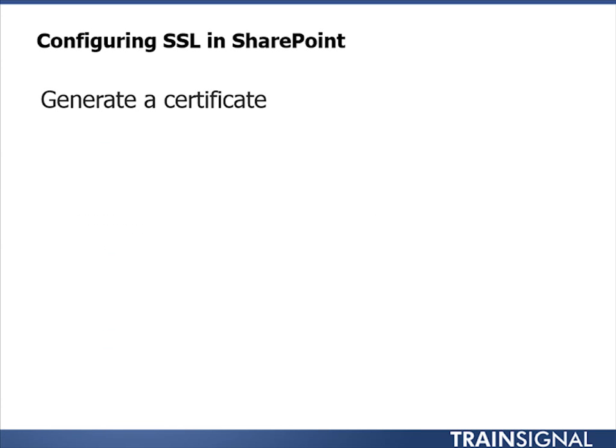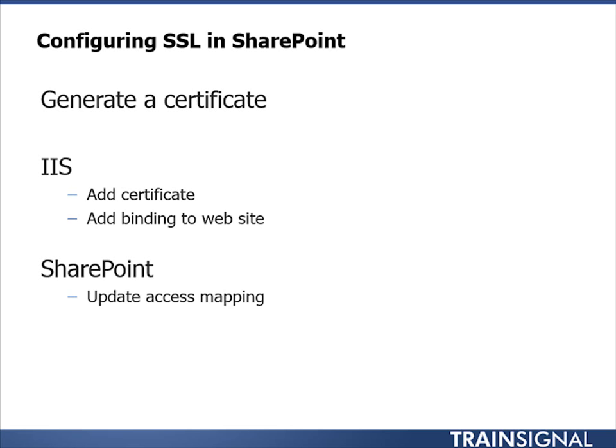Now, to configure SSL inside of SharePoint, there's a couple of basic steps that we need to walk through. Step one is to generate or obtain our certificate. How you're going to do that is going to vary, and when I get in to do my demo, I'm going to take a look at how to do this in a couple of different ways. Step two is then to import that certificate into IIS and configure the website in IIS to use that certificate. And then finally, last but not least, is to go into SharePoint and update the alternate access mapping.